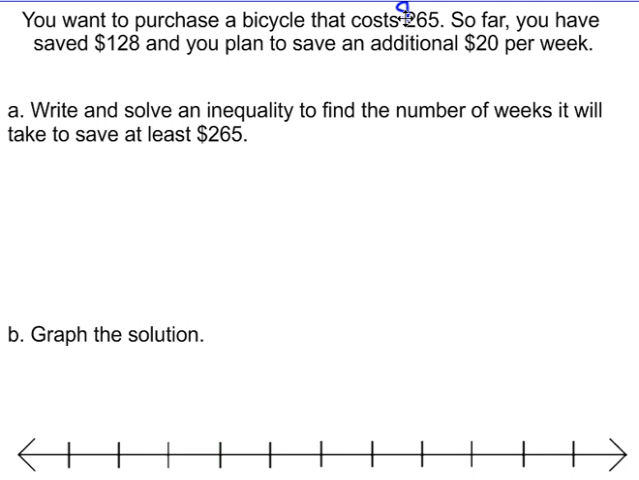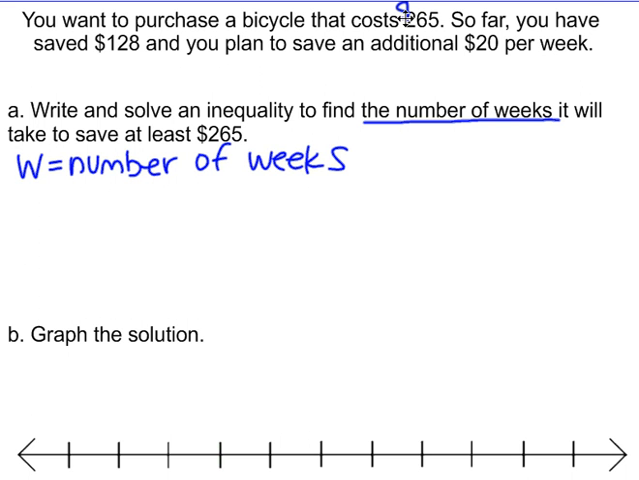So just like when we were setting up our equations from word problems, when we were doing regular equations, we're still going to define our variable. It says find the number of weeks, so that's going to tell me what to use as the variable. So I'm going to write W equals number of weeks.